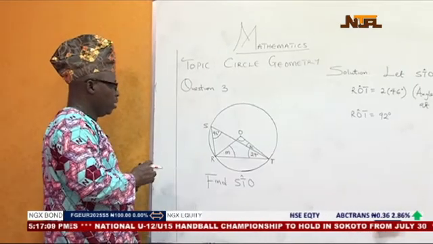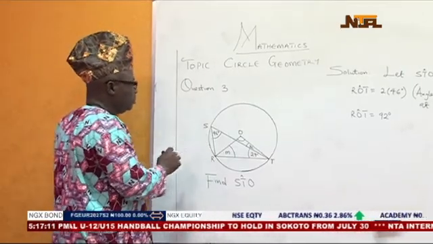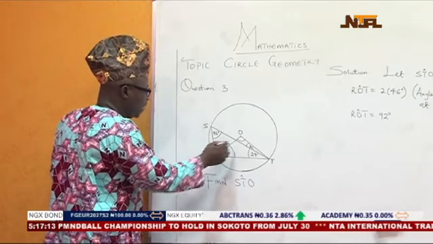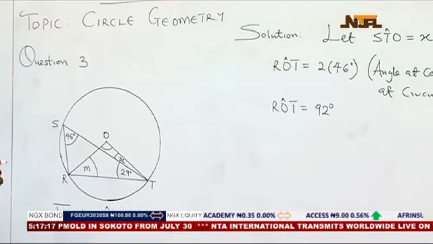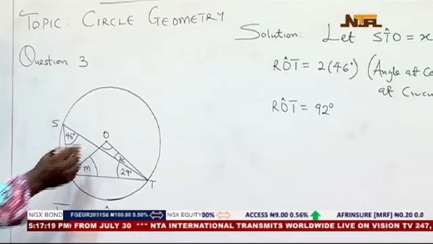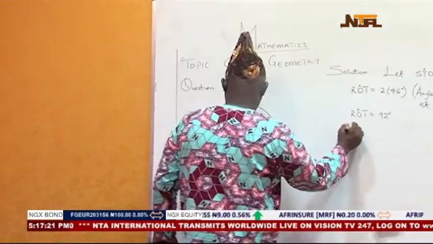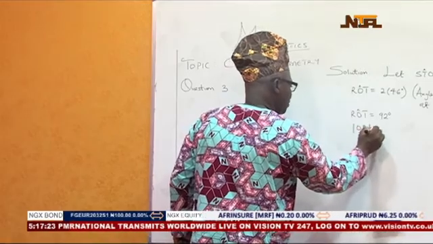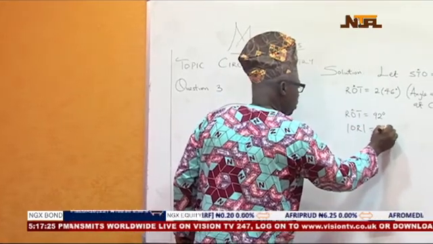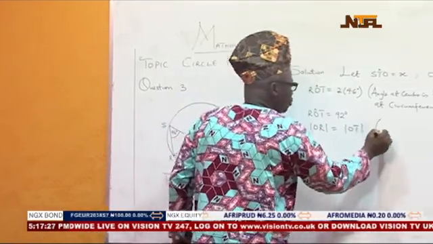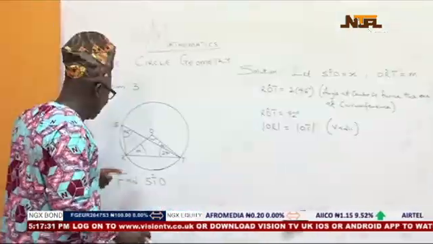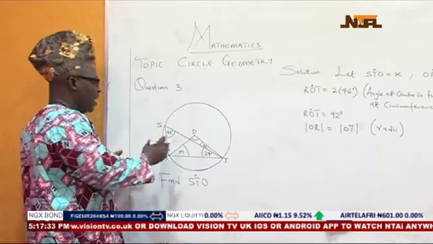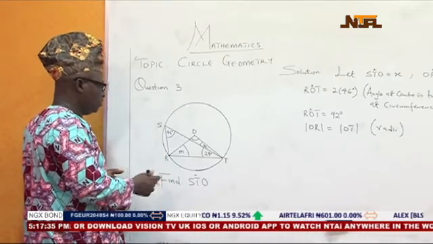we now look in the direction of the fact that OR and OT, they are radii. That is, they are equal in length. So I'll write that OR is the same thing as OT. Both of them are radii. And that implies that we are dealing with an isosceles triangle.